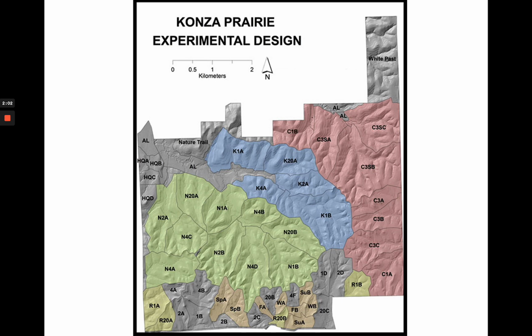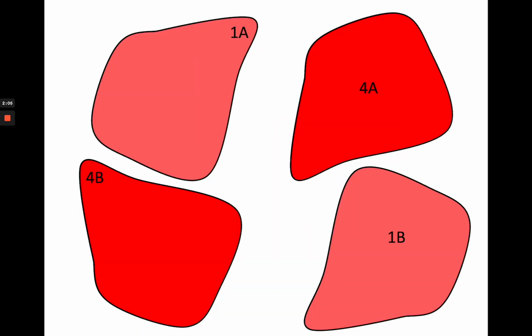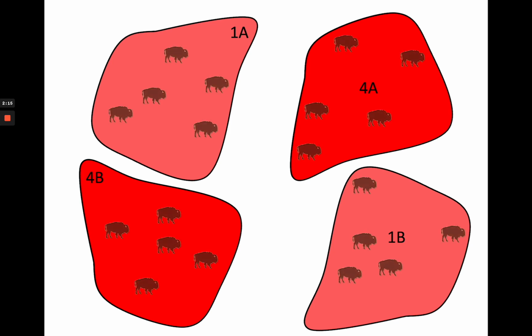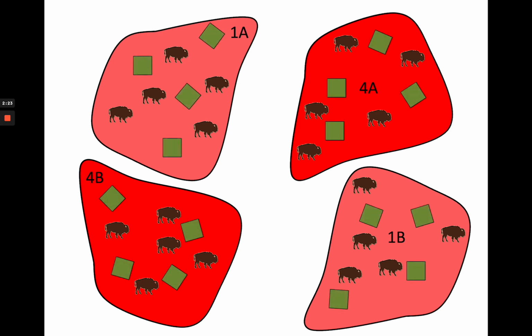So I always like to visualize things, and so I made myself a little graphic. Here we have two watershed types, watersheds burned every 1 year and watersheds burned every 4 years. Within these watersheds, you have bison grazing everywhere, but then also within these watersheds, you have little fenced off areas where the bison aren't allowed to go. So outside of these squares, bison are grazing. Inside of these squares, the bison are not grazing. But when you burn this watershed, both the area inside the enclosure and outside the enclosure all get burned.